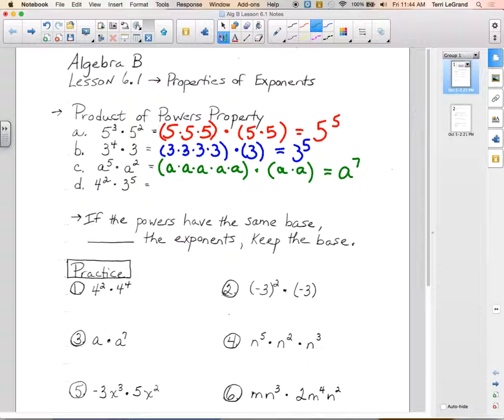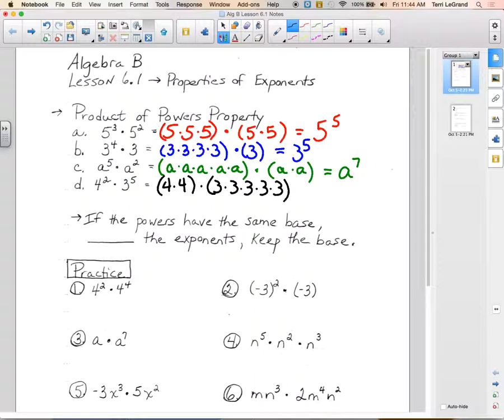Okay, how about 4 squared times 3 to the fifth? Isaac, what does 4 squared mean? 4 times 4, then times 3 times 3 times 3 times 3 times 3. Okay. So is there a shortcut way to write that one?